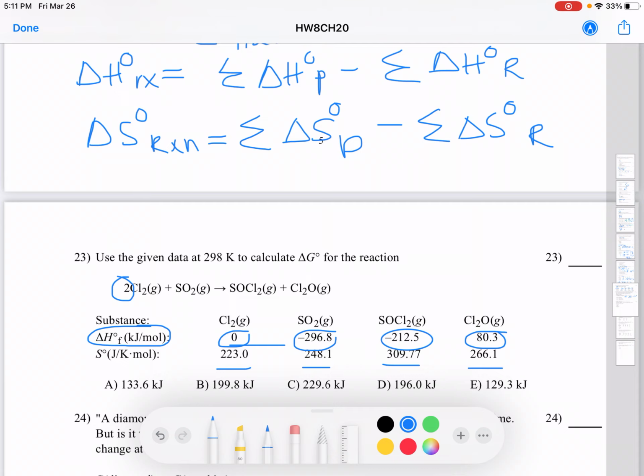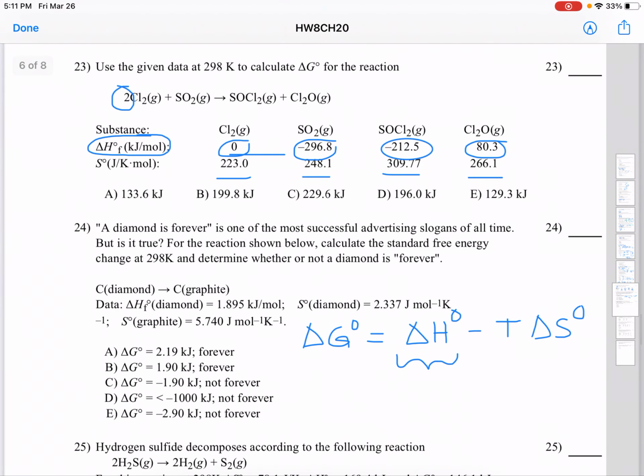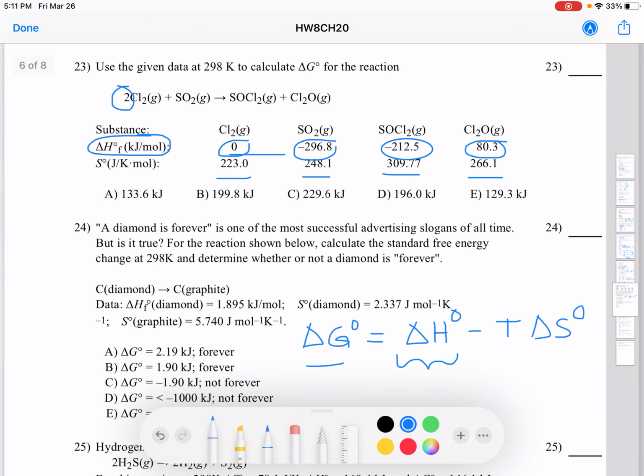And you find delta H naught separately, delta S naught separately with the given data, and you use this equation: delta G naught equals delta H naught reaction that you're going to find from your calculation, negative T delta S naught reaction. And then the temperature, you're going to put 298.